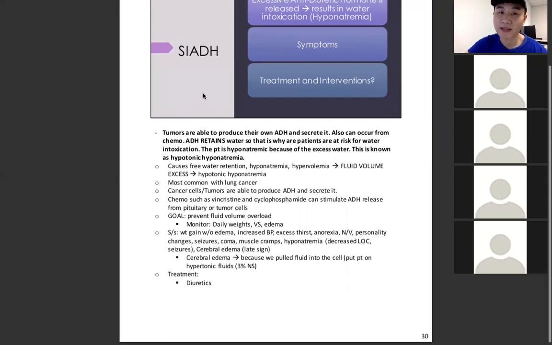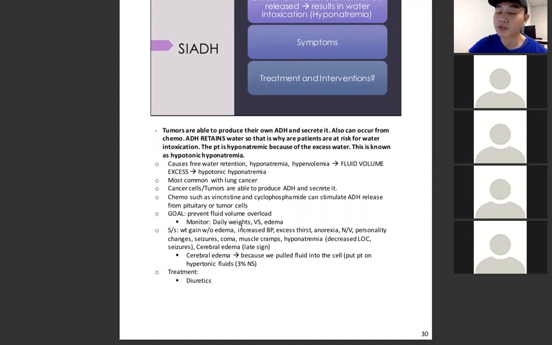So the goal for a patient with SIADH is to prevent fluid volume overload. We monitor them by daily weight. If they have an excessive weight gain in a short period of time, that indicates they are at risk for hypervolemia. Do vital signs, check for edema. Signs and symptoms: weight gain without edema, increased blood pressure, excess thirst, anorexia, nausea and vomiting, personality changes, seizure, coma, muscle cramps, hyponatremia, decreased LOC, and cerebral edema is a late sign.